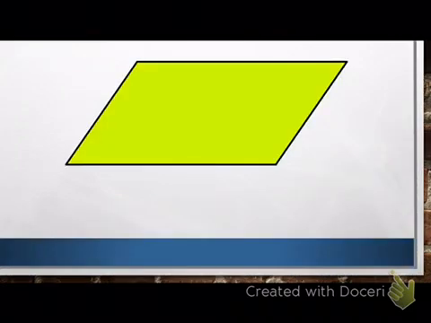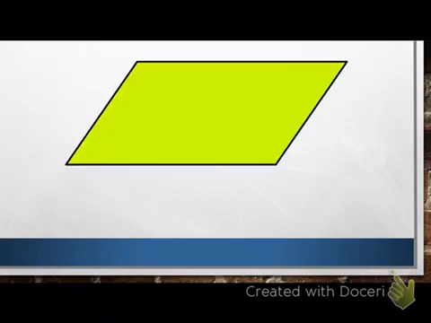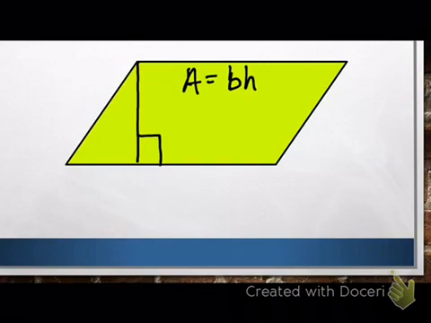Now, in our previous lessons, we were talking about parallelograms and how to find the area of a parallelogram. All right, and if you remember, the area for a parallelogram is A equals B times H, or base times height. And we know that the height must always be formed where there is a right angle.